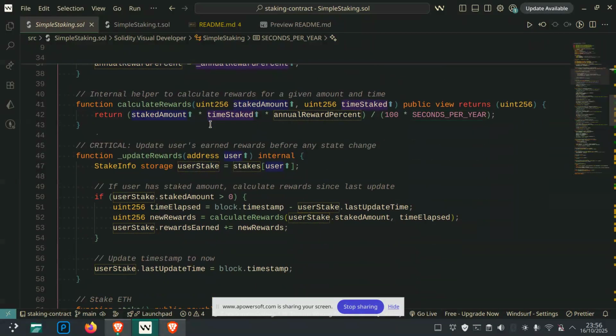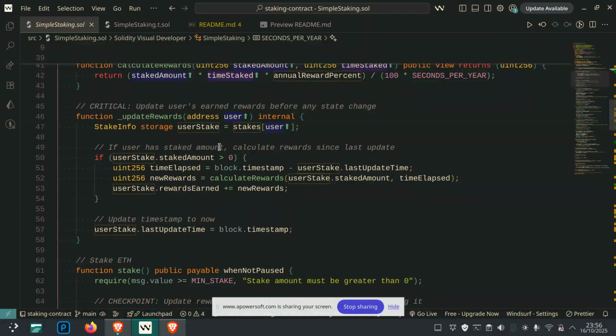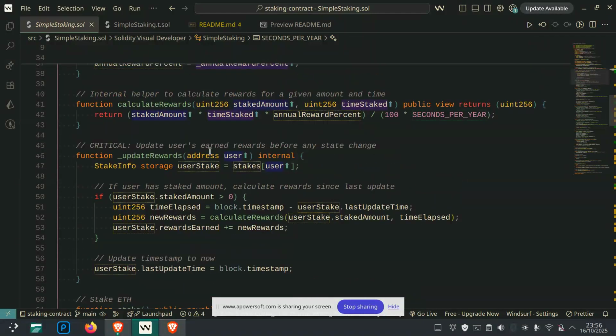So again, what are we building? I'm a user. I will put my money into your protocol, into your contract, and I will get some return from it. That's very basic. So we need to calculate the rewards. This is the calculation, the math.